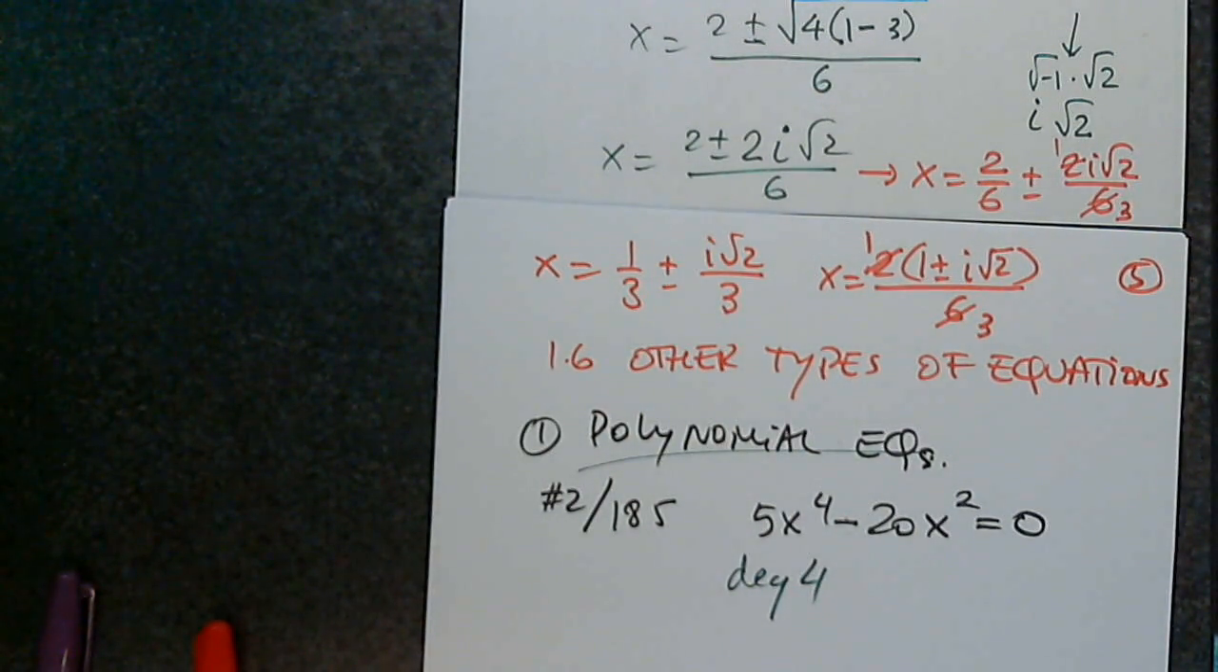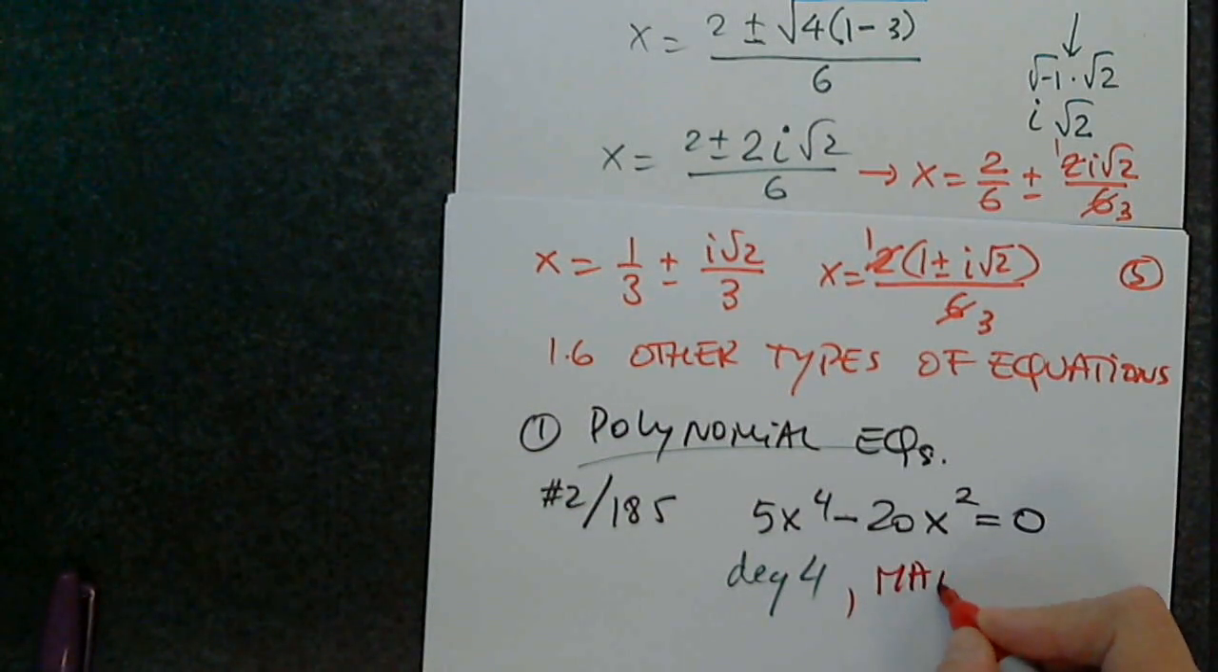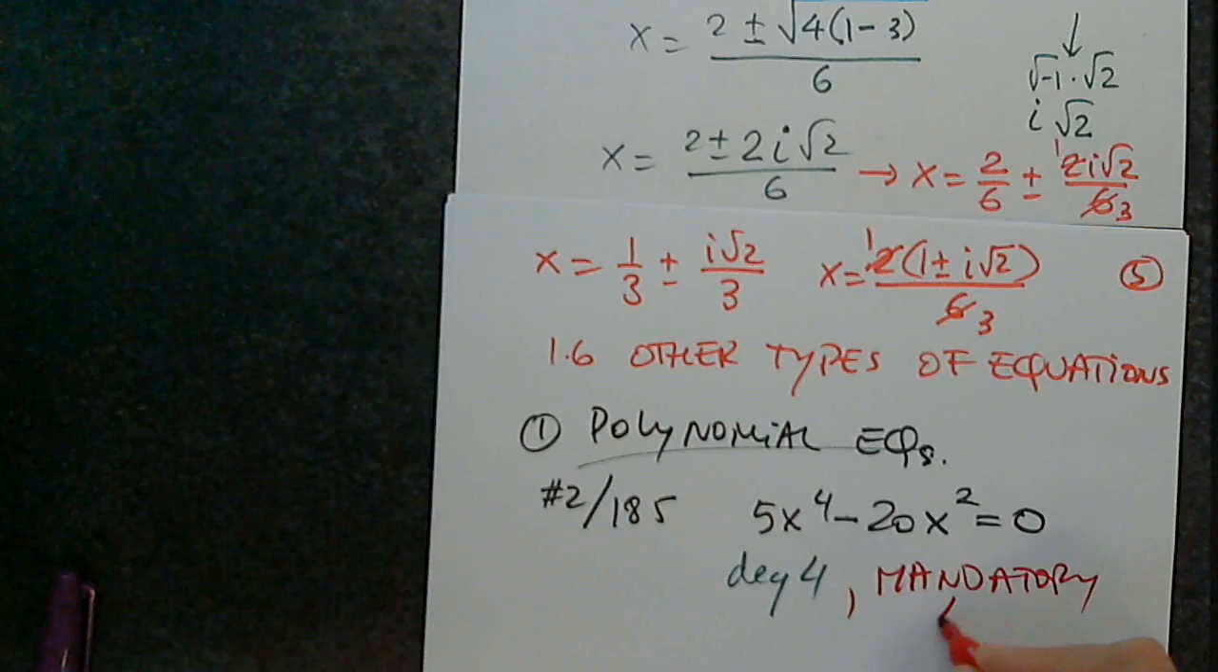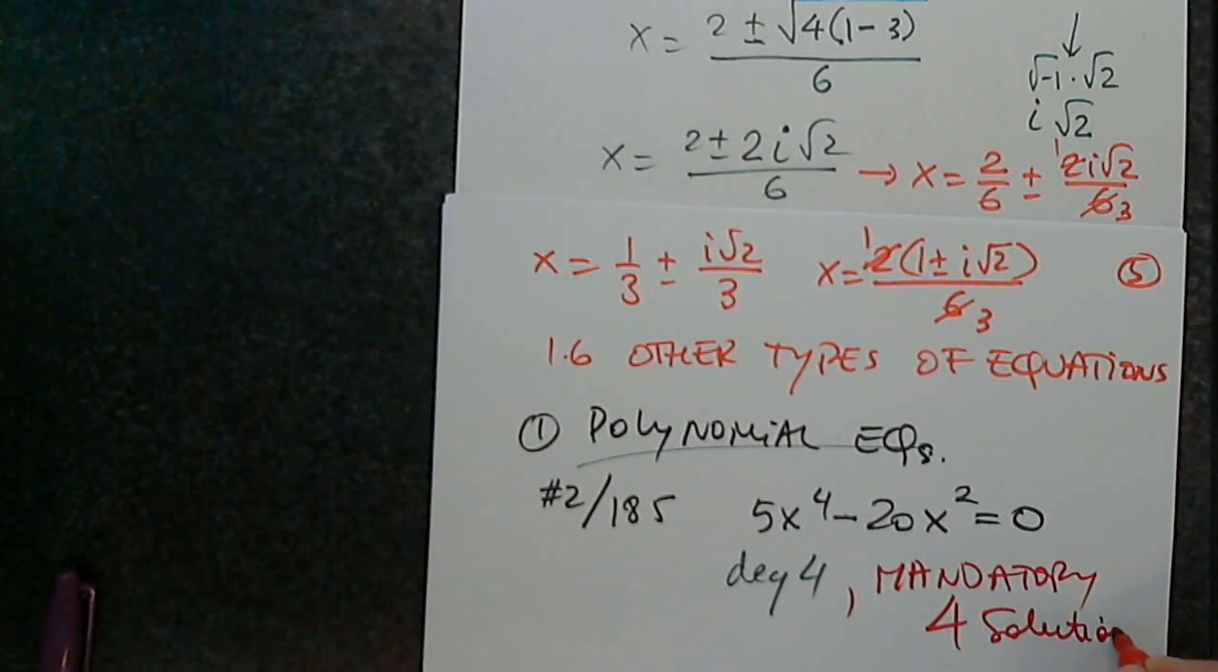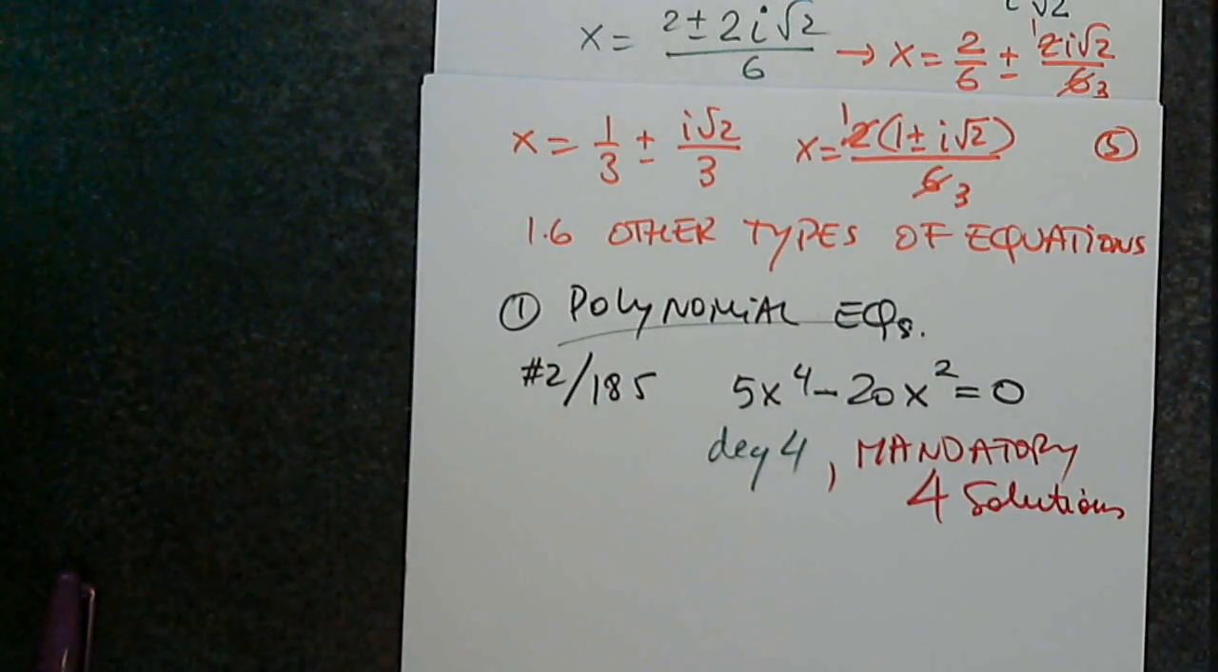If the degree is 4, so it's a polynomial equation, how many solutions do I have to write, no matter what? Exactly 4 solutions. Mandatory. If the degree is 4, mandatory 4 solutions. They may be real, they may be imaginary, I don't care. 4 solutions.